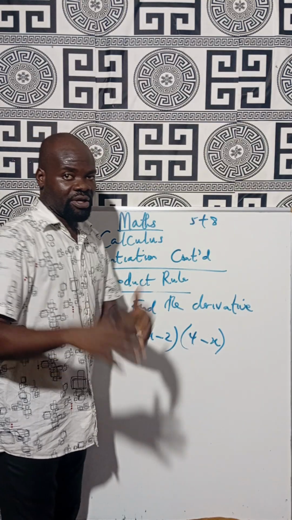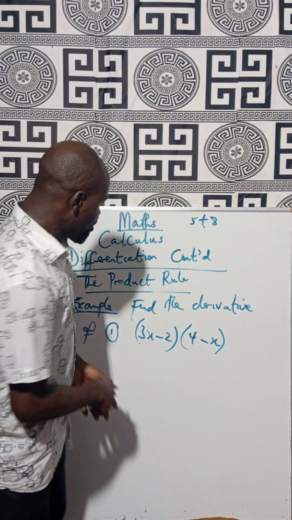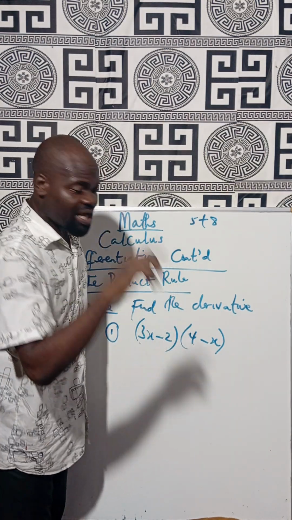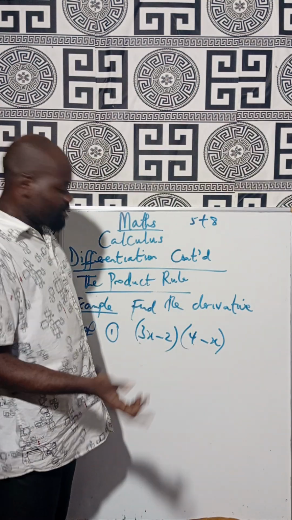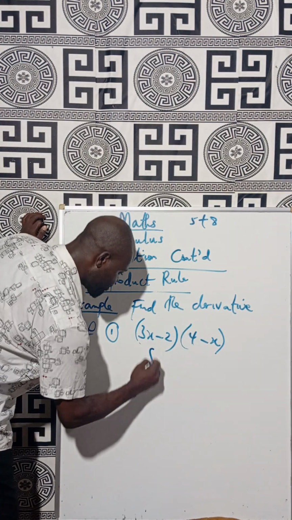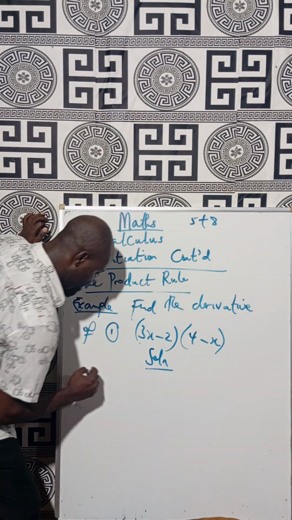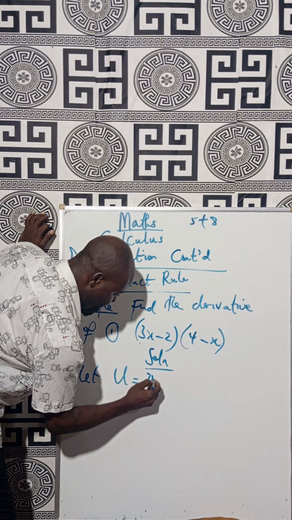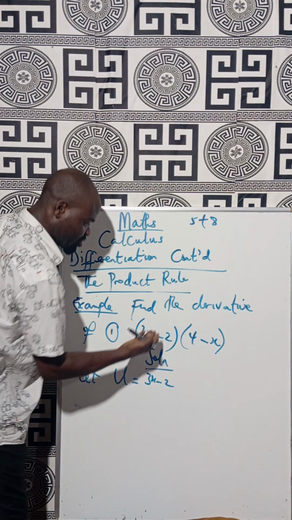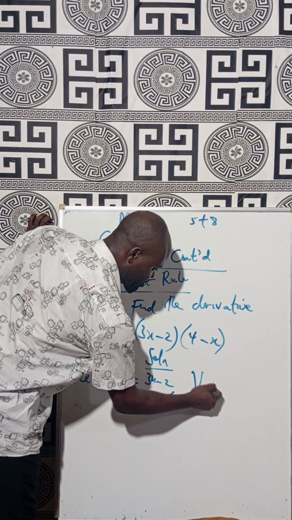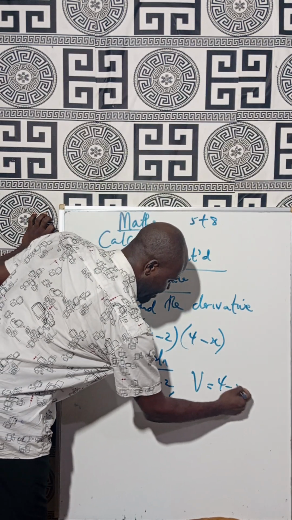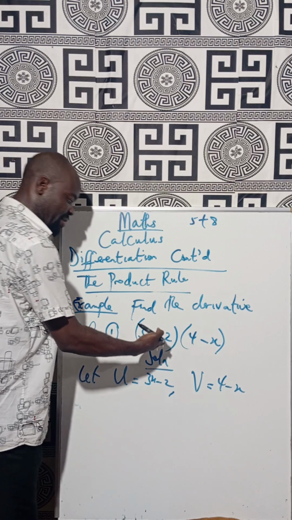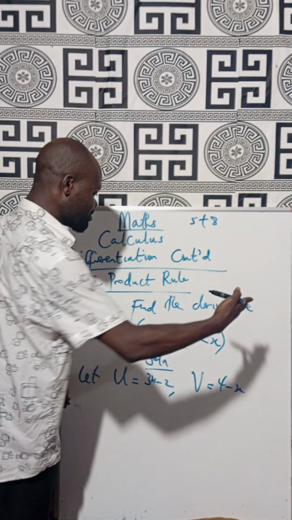So what do we do here? Obviously, from what I told you before, you make the first one u and the second one v. So let's see that solution. Let u be equal to 3x minus 2, and let v be equal to the second one, 4 minus x. Let u represent this, and let v represent this.